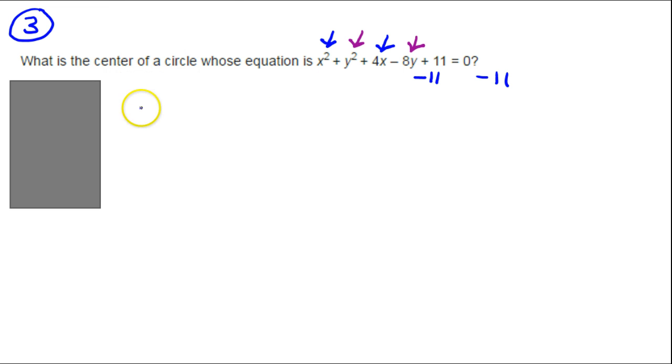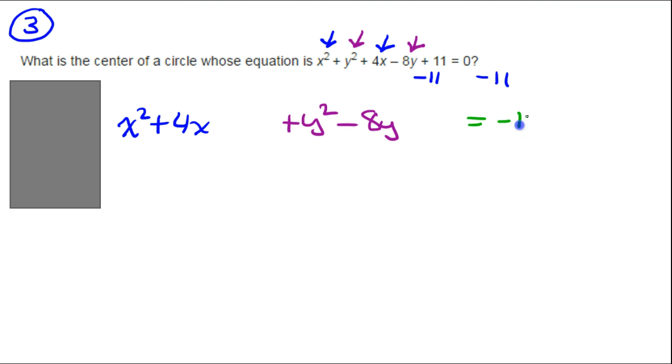So first of all, the x's. So I've got x squared plus 4x, so I write them side by side. x squared plus 4x, leave a space. And now the y's, y squared minus 8y. So I'll put plus y squared minus 8y, leave a space.